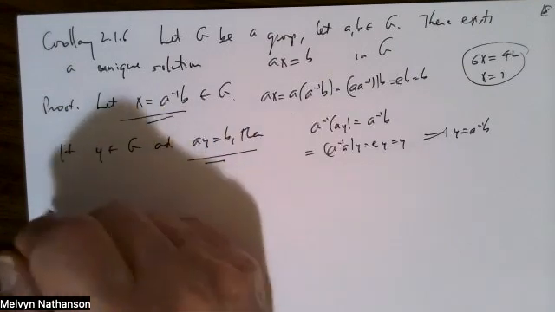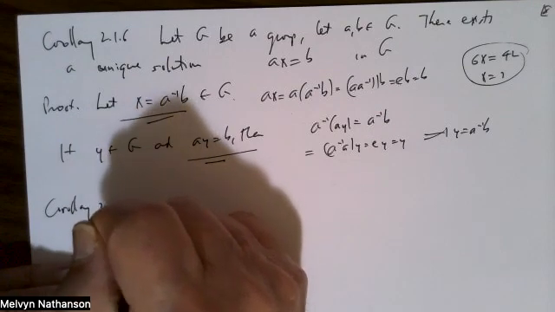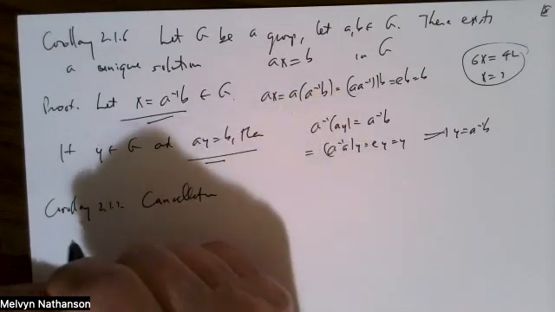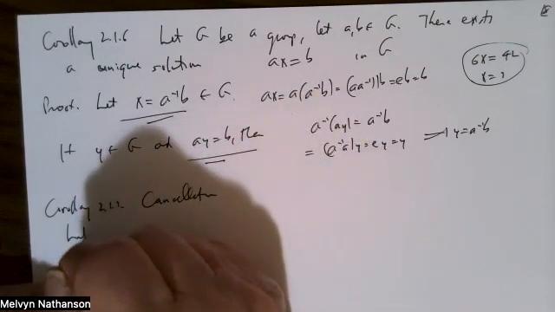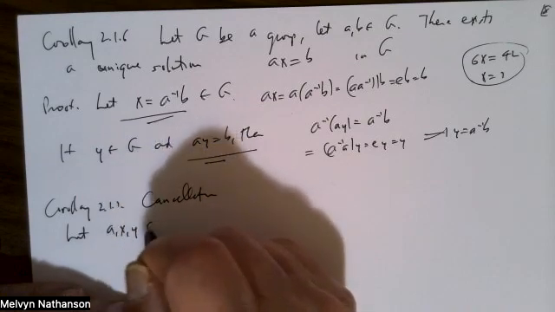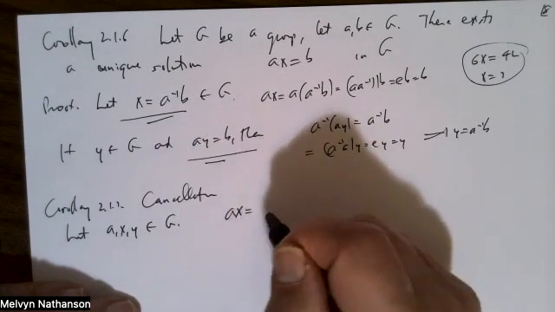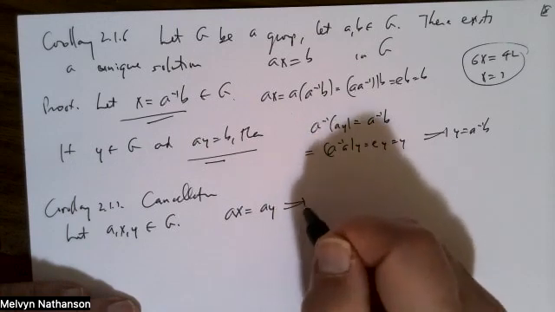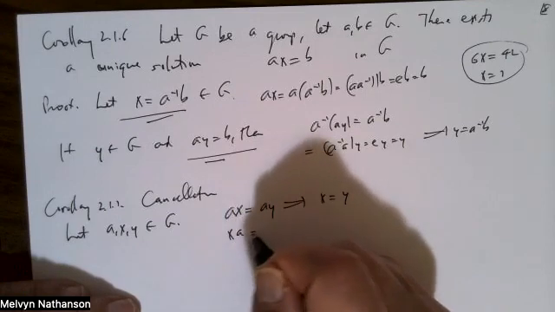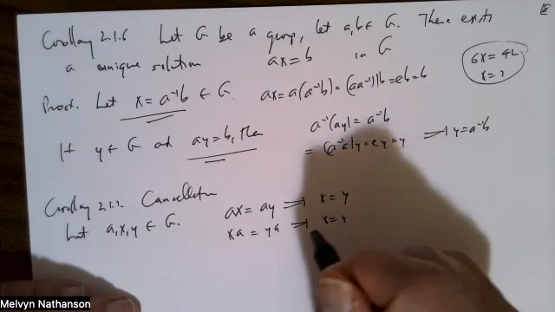We also have cancellation in a group. This is 2.1.7. Cancellation. Let A, X, and Y be elements in G. If AX equals AY, then you can cancel the A and X equals Y. If XA equals YA, you can cancel the A and get X equals Y.